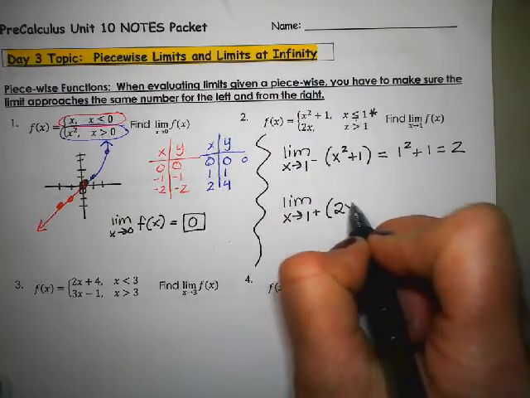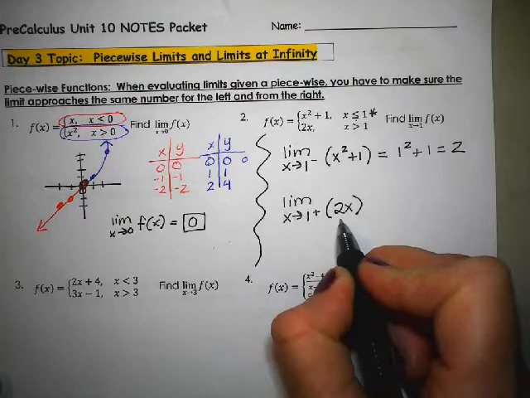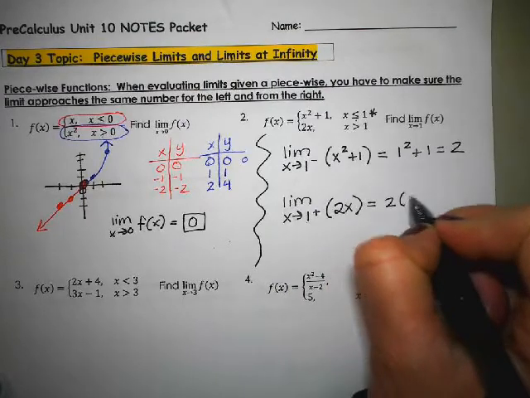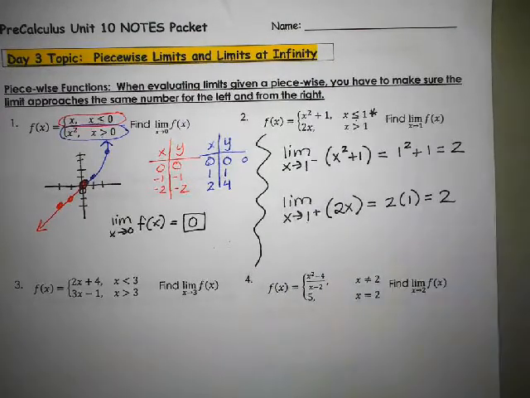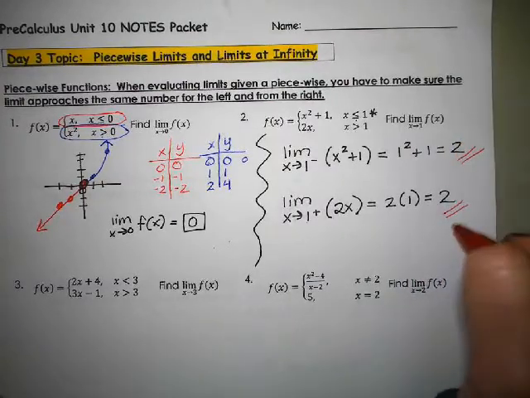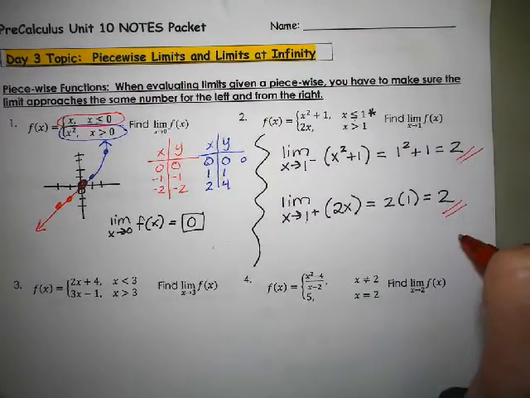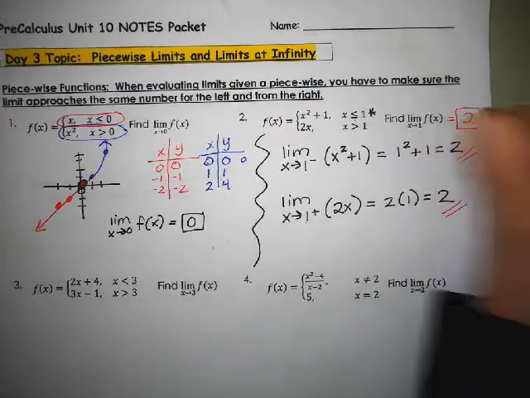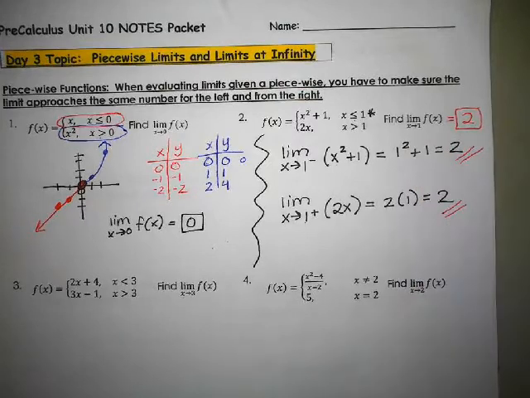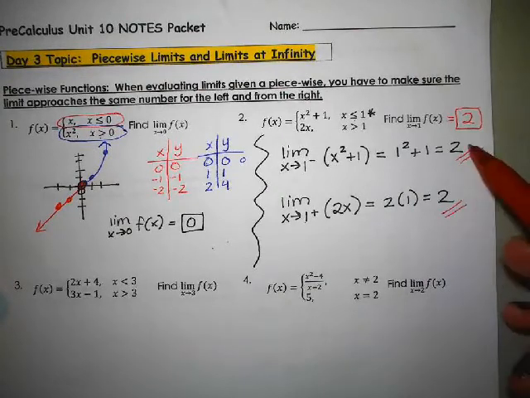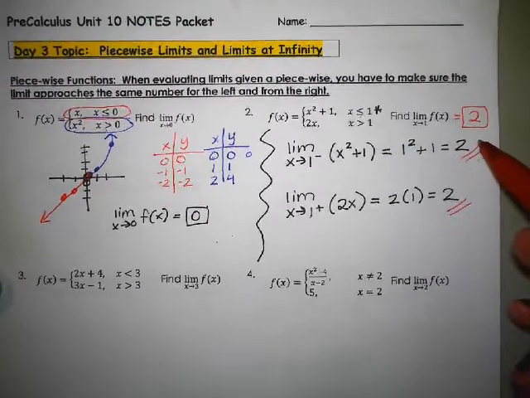So the bottom function was 2x. Please make sure you write the function right there. And then I'm going to substitute 1 in for x, and I get 2. Now I'm going to compare my left-hand limit and my right-hand limit. I got the same number for both, and so therefore, I can say that the answer to my problem, the actual limit, is 2. If I got different numbers, I would say does not exist, or DNE.